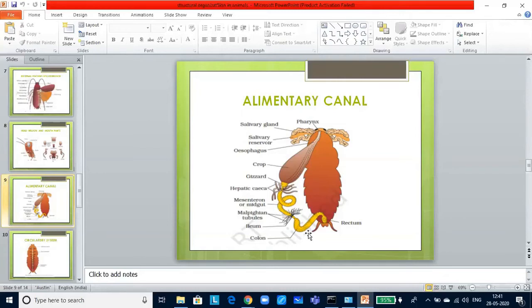Now at the junction of the midgut and hindgut, you will find another 100 to 150 finger-like projections, and these are called the Malpighian tubules. These help in the removal of excretory products from the hemolymph. Hindgut is broader than midgut, and it is differentiated into ileum, colon and rectum. The rectum opens out through the anus.